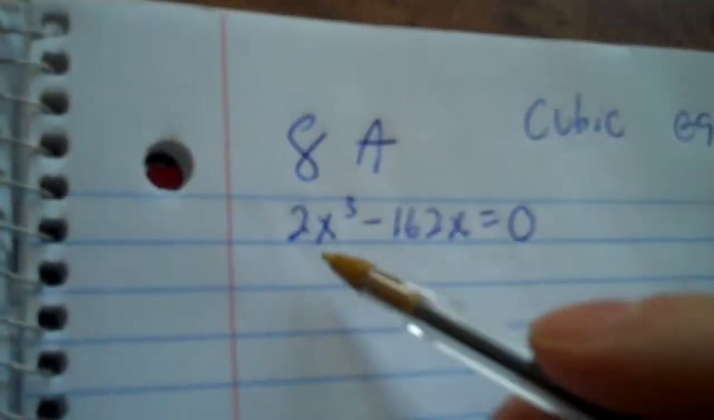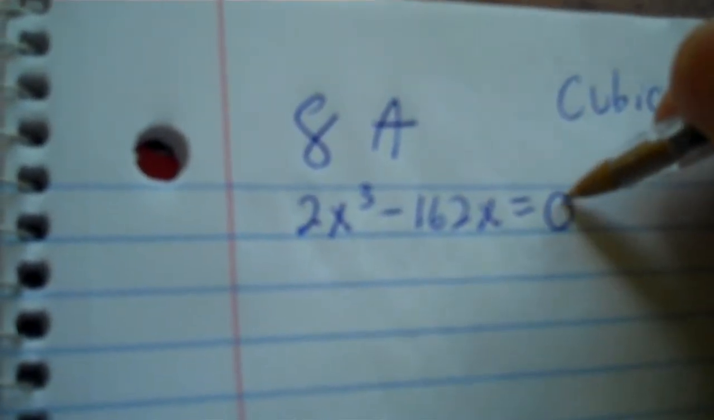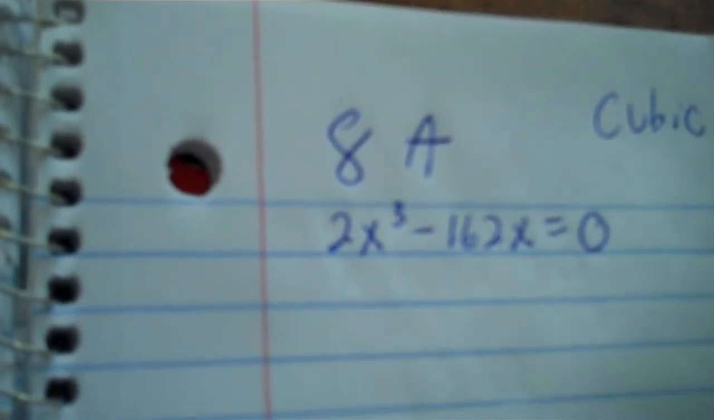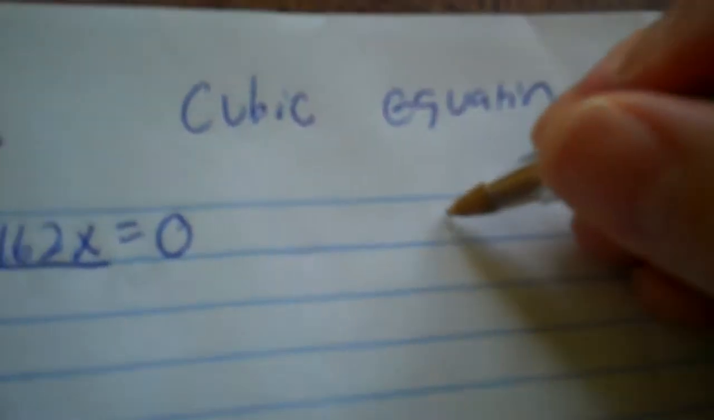Now you're not going to label your terms with letters. That doesn't work when you have cubic equations. Those only work with quadratic equations. What you do with cubic equations is make sure you're equal to 0 first, which you are because you have an x to the third and x. You underline the terms, and I just made two lines. There are two terms: the 2x to the third and the 162x.